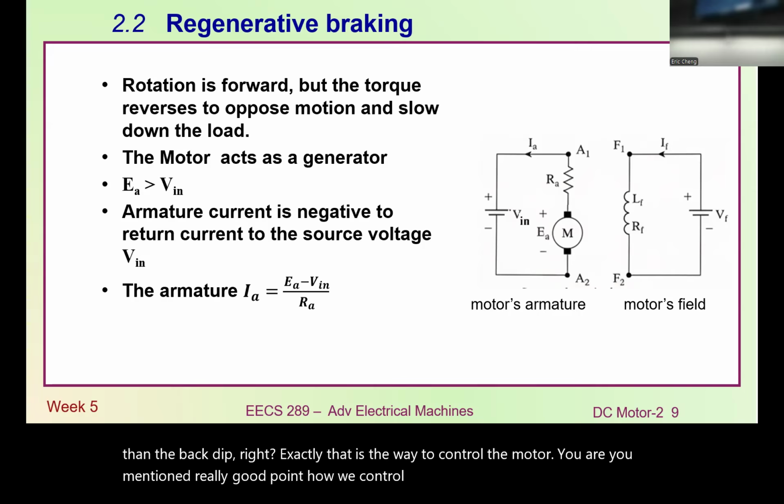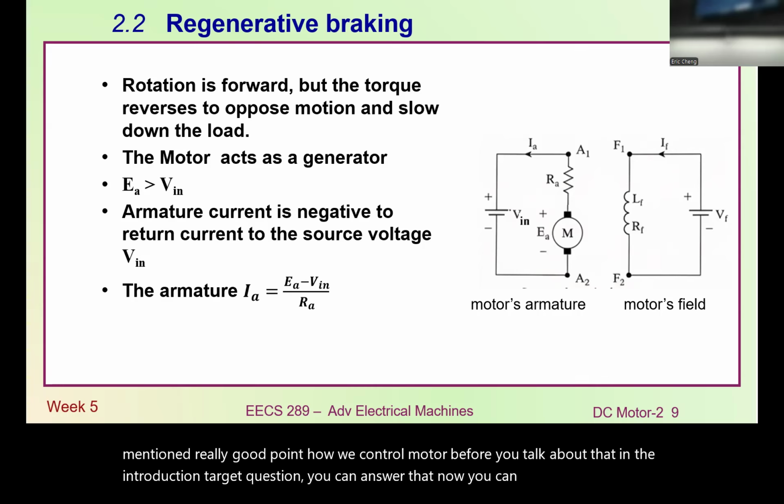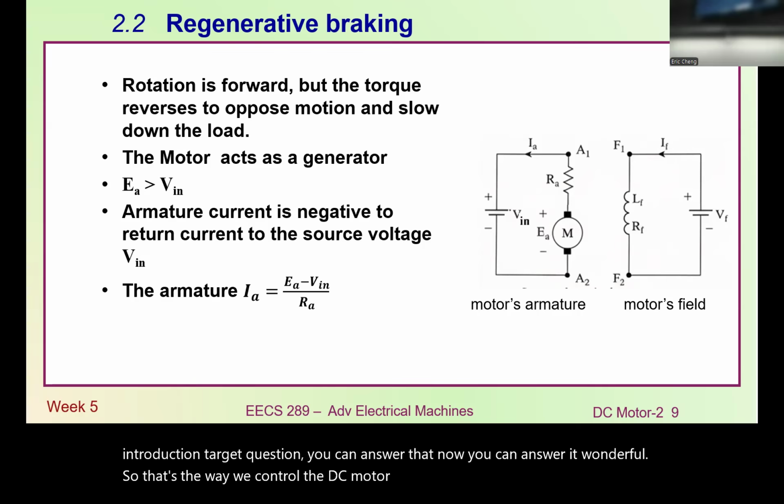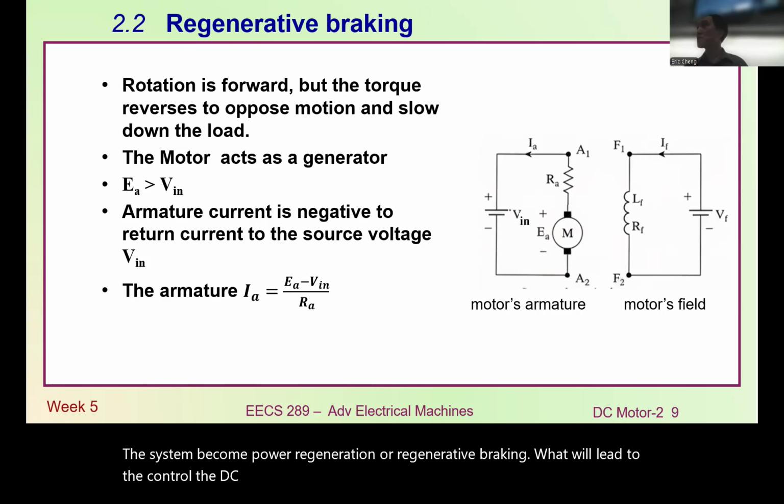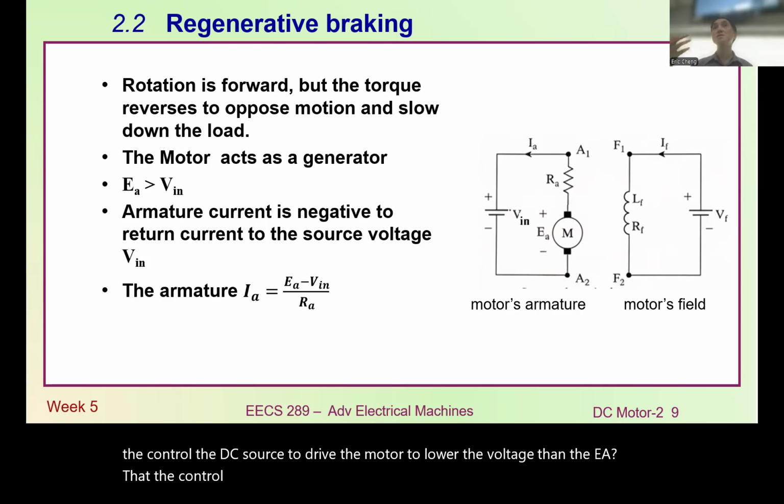Before you talk about that in the introduction part of the question, you can answer that. So that's the way we control the DC motor driver. In order to make the system become power regeneration or regenerative braking, what we need to do is control the DC source to drive the motor to lower the voltage than the EA. That's the control system. So that's how we manipulate the motor driver to deliver lower voltage. Then you go to regen braking.